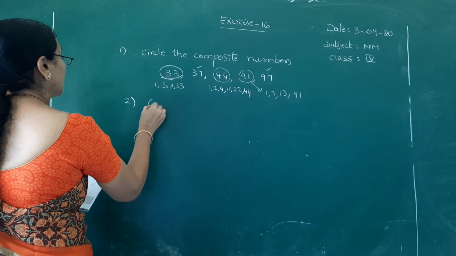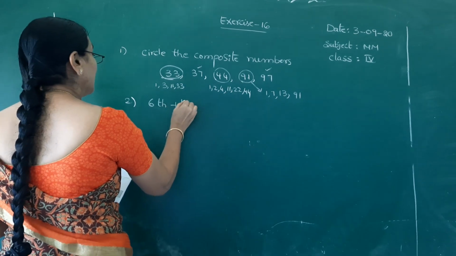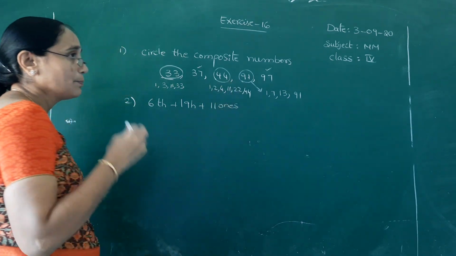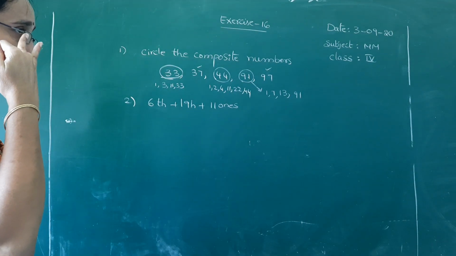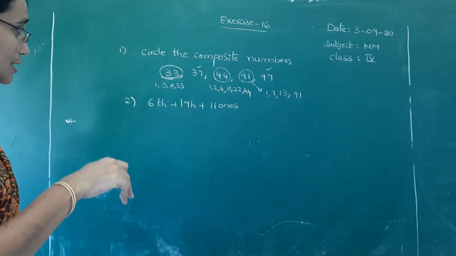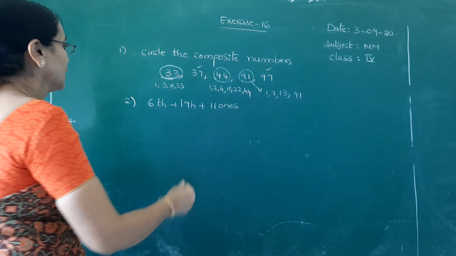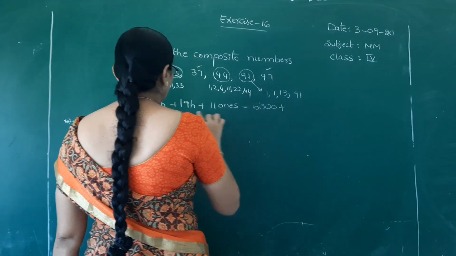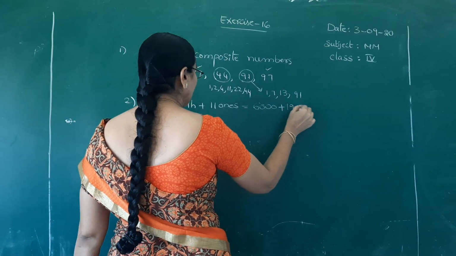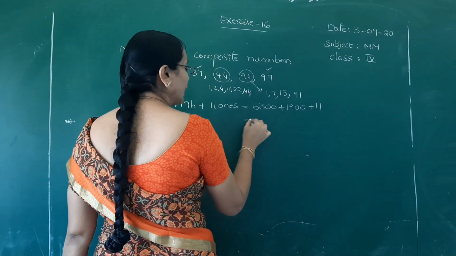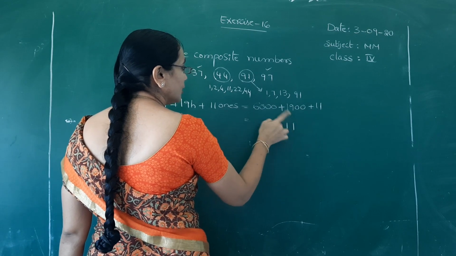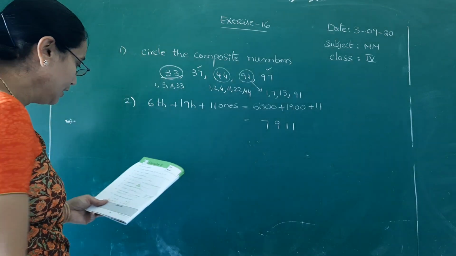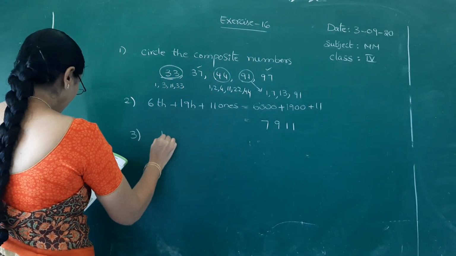See the second problem. 6,000, 1900, 11 ones. This is mental maths. Each problem is entirely different from the previous problem. In the exercise, 10 sums are there, 10 sums are entirely different. 6,000 you already know how to write. 1900, 11 ones. You have to add 1 and 9, 6 plus 1, 7. 7,901.